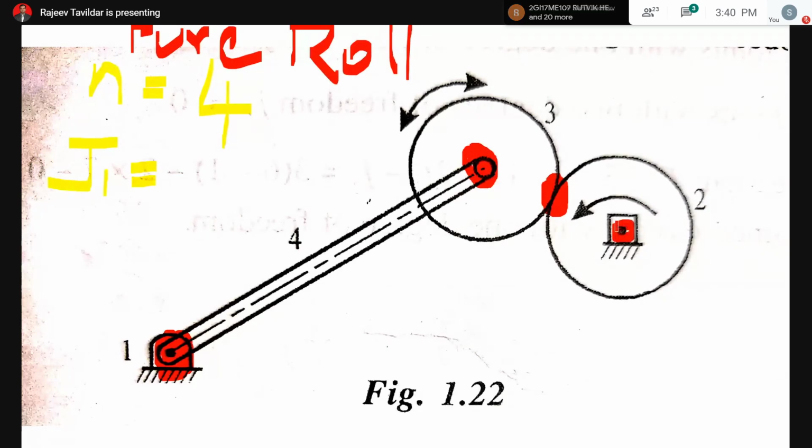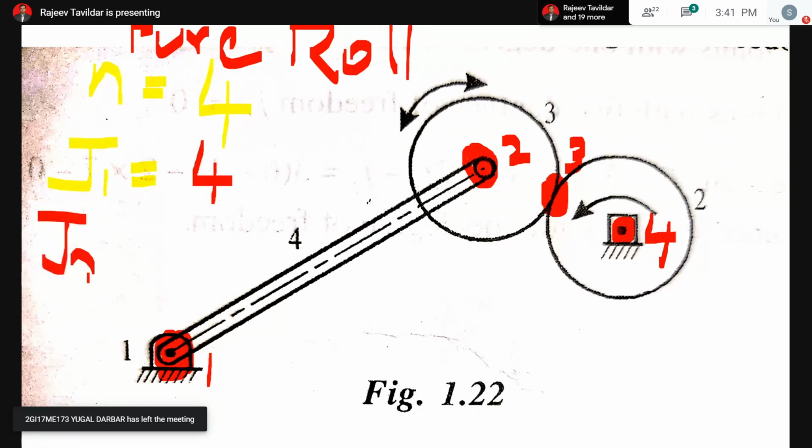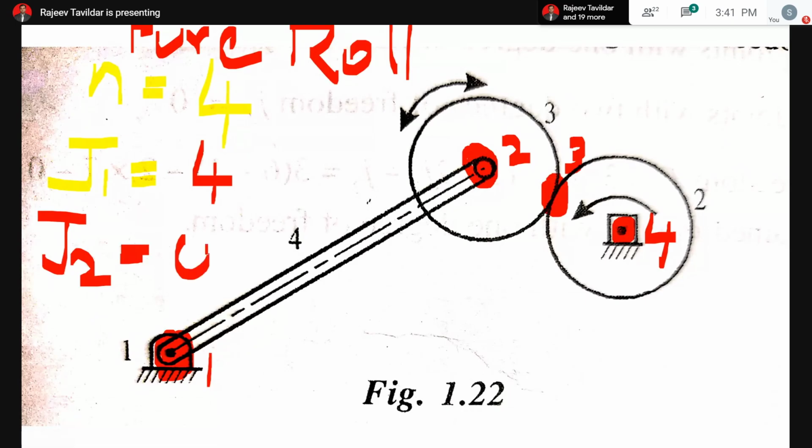Similarly, this joint between 2 and the fixed link is again purely turning, that is only 1 degree of freedom, so this is also J1. So effectively this is the first J1, this is the second J1, this is the third, and this is the fourth. Okay, so I'm getting the number of J1 as 4 and not 3. So totally there are 4 joints. All the 4 joints have only a single degree of freedom. So obviously the value of J2 now will become 0, because all the joints we have already covered in the equation.